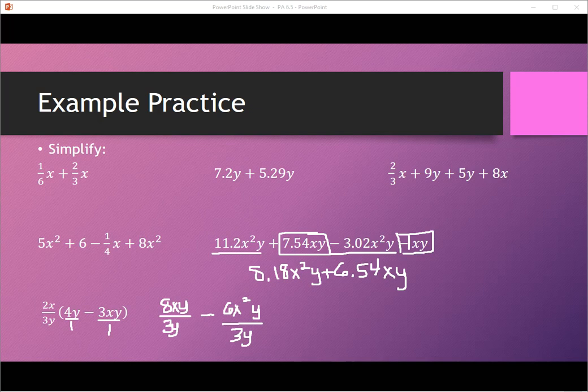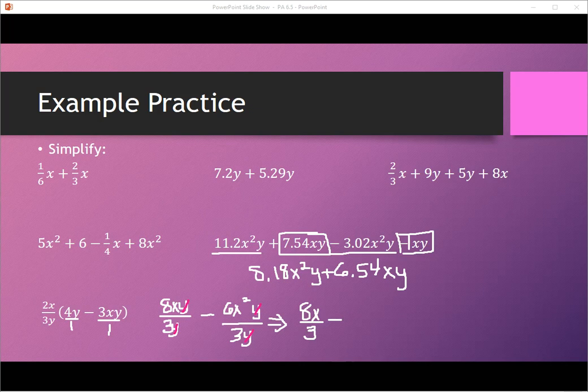Okay. At this point, you would have to go through and simplify your fractions. So you can see that I have a y on top and a y on bottom. Remember, we can cancel those. And same thing over here, y on top, y on bottom. So we can cancel those. And then ask yourself, can you reduce 8x over 3? And you cannot. So that will just stay 8x over 3.